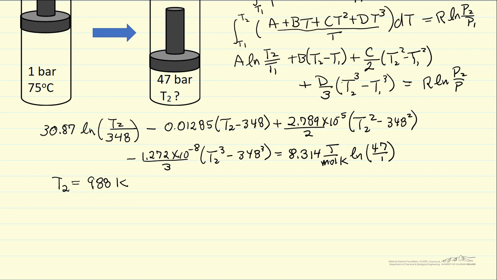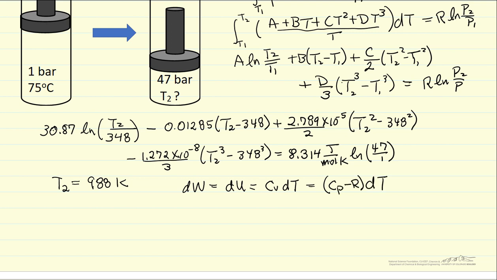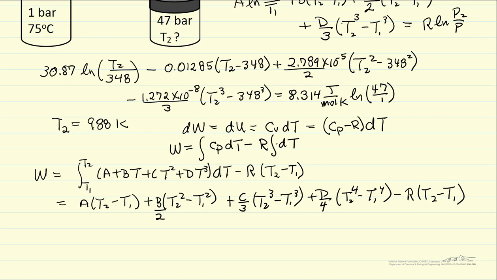Now I can get the work, because dW equals dU for an adiabatic process, and dU is Cv dT, where Cv is Cp minus R. And so the work is the integral of Cp dT minus R times the integral of dT. Now it's a matter of substituting in A again and doing the integration. So let me pause and do that substitution. I've done the integration and substituted in the limits. This is the work for the reversible process.